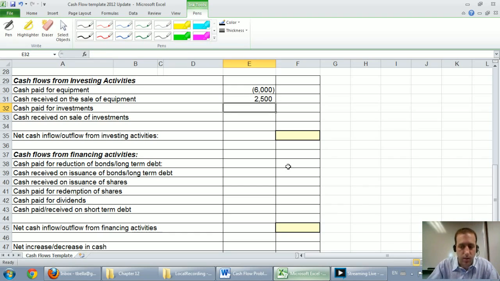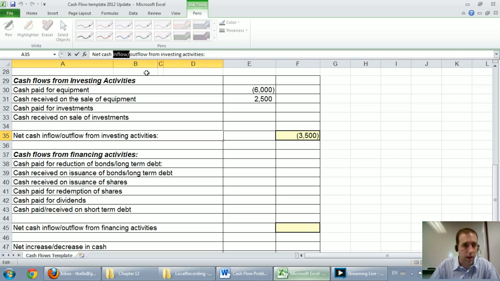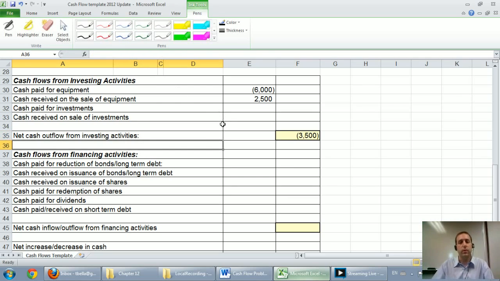We didn't have any investments in our company, so at this point we're done, and this is going to be a negative $3,500. And this, of course, represents an outflow of cash. Cash went down as a result of our investing activities. I was going to split this into two videos, but why bother?